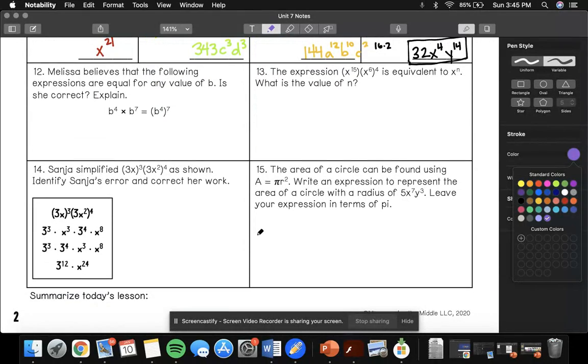Melissa believes that the following expressions are equal for the value of b. Is she correct? Why or why not? Okay, so I want you guys to try this out and see if you can come up with whether she is correct or not. Okay, so I'm actually going to expand this out just to visualize this. We have b to the 4th times b to the 7th.